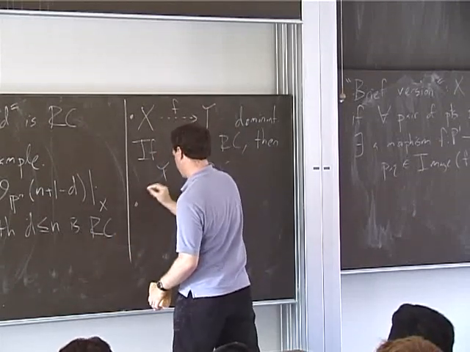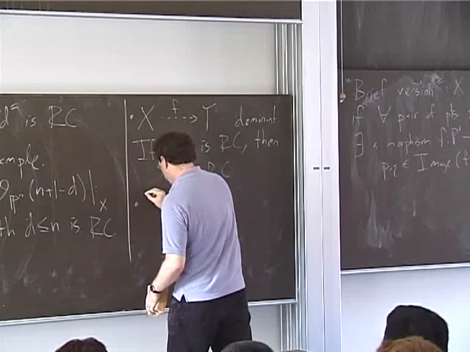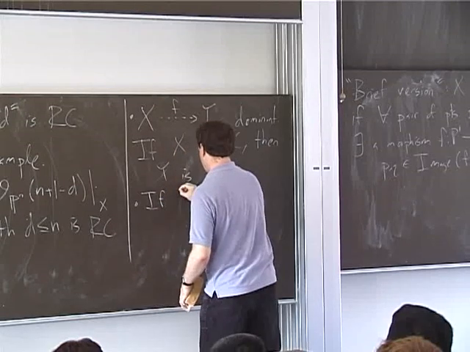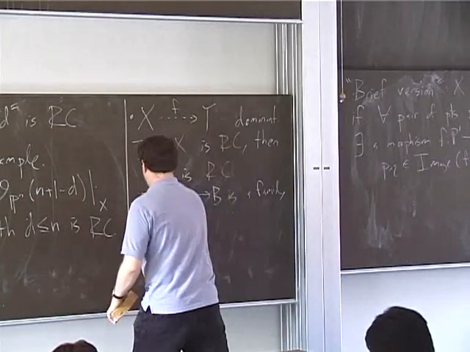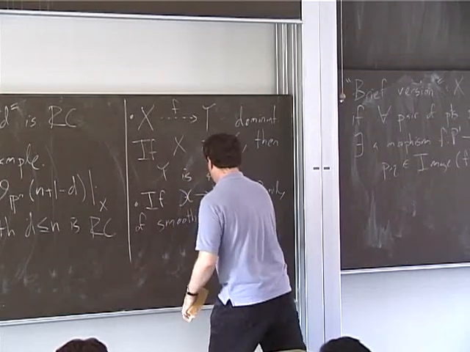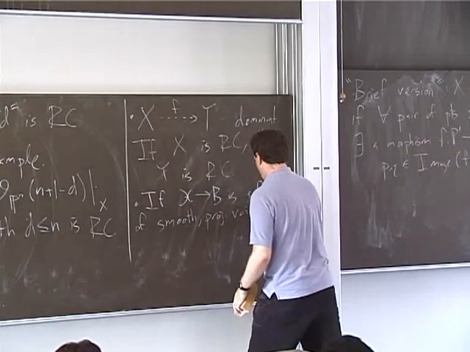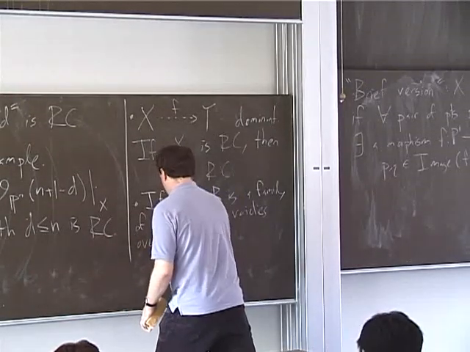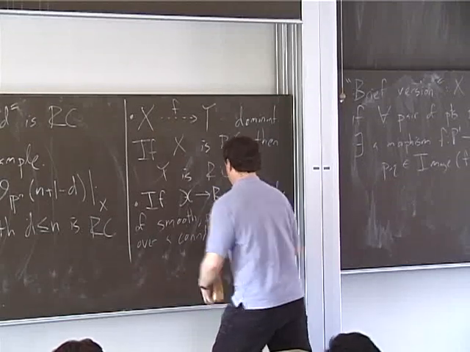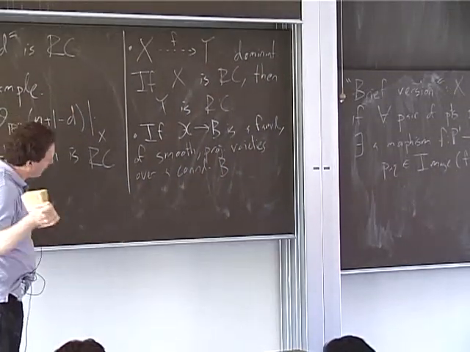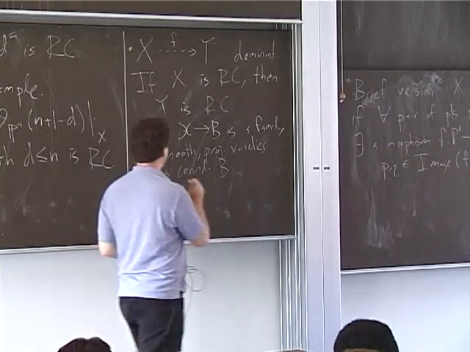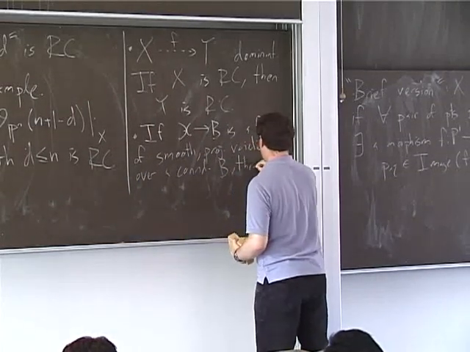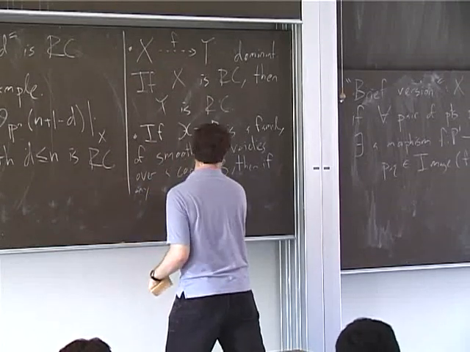Another sort of robustness test here is that if X to B is a family of smooth projective varieties over a connected base B, in other words, it's a smooth projective morphism, and you think of the fibers of this morphism as being varieties parametrized by the points of B. So it's a family of varieties parametrized by the points of B. Then if any fiber is rationally connected, then every fiber is rationally connected.